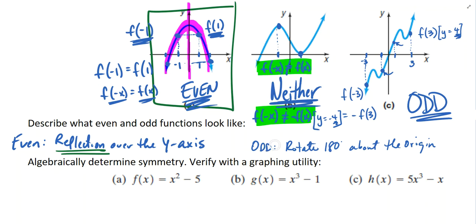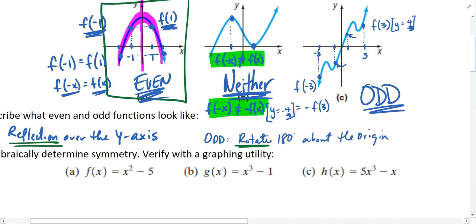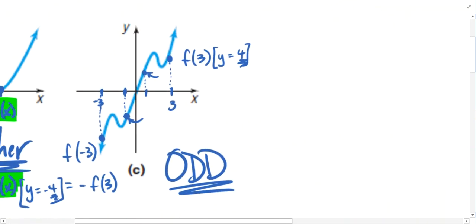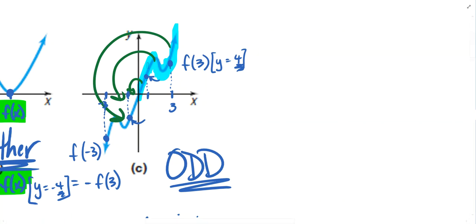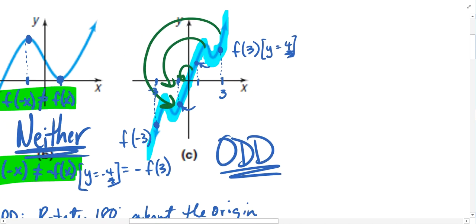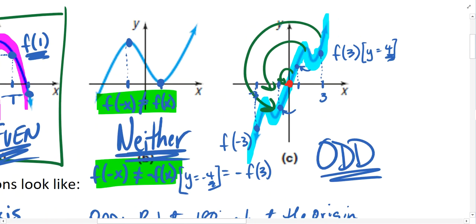And a good description for our odd functions is that we rotate the graph 180 degrees about the origin. So again, if I had one leg of the graph completed, and if I were to rotate all of these coordinates 180 degrees, not flip, but rotate 180 degrees, this leg of the graph would land right on top of this one. And the rotation has to occur about the origin in order for this to be considered odd.